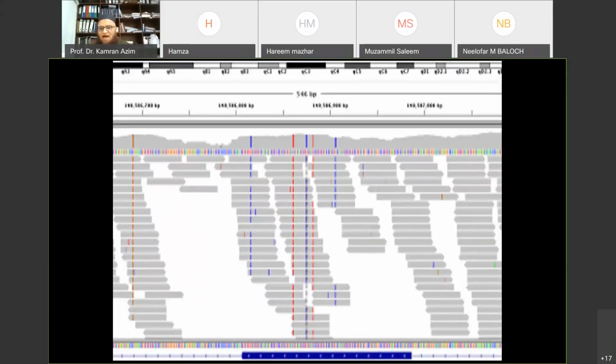This is how the sequence looks after DNA sequencing in next generation sequencing. See that, for example: this is one read of DNA, and this is another read of DNA. These are different read sequences, which were generated as a result of DNA sequencing using next generation DNA sequencing technology.